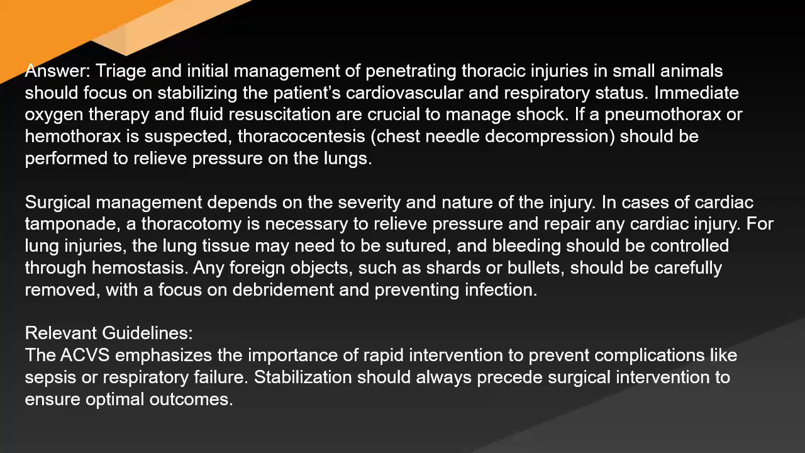Surgical management depends on the severity and nature of the injury. In cases of cardiac tamponade, a thoracotomy is necessary to relieve pressure and repair any cardiac injury. For lung injuries, the lung tissue may need to be sutured, and bleeding should be controlled through hemostasis. Any foreign objects, such as shards or bullets, should be carefully removed, with a focus on debridement and preventing infection. Relevant guidelines: The ACVS emphasizes the importance of rapid intervention to prevent complications like sepsis or respiratory failure. Stabilization should always precede surgical intervention to ensure optimal outcomes.